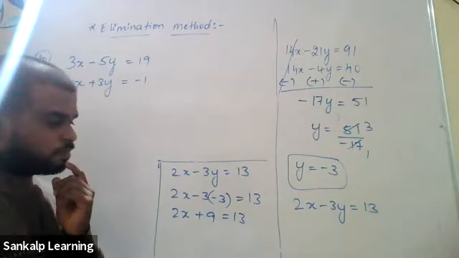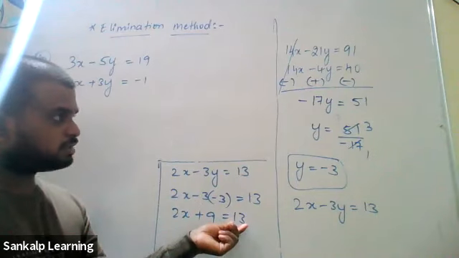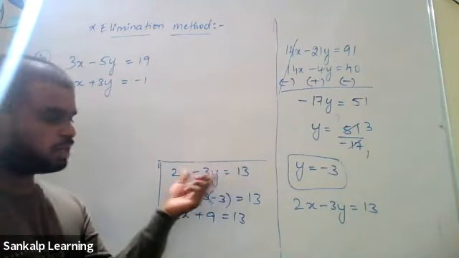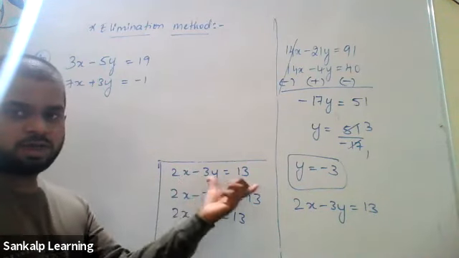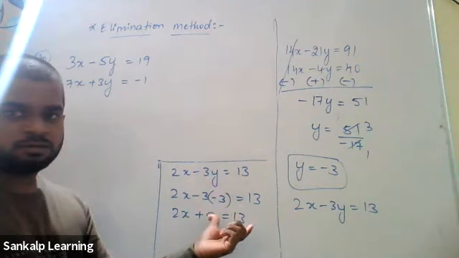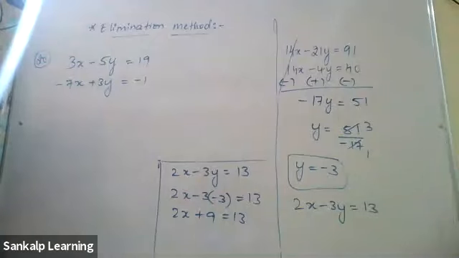Sir, for 13, we have to put the greater number's sign. What sign does 13 have? There is a plus, isn't there? This was the original equation. In the original question, it was 2x minus 3y equal to 13, wasn't it? I've taken that. Yeah, okay, good. Take the original equation. That will be fine. Now solve this.